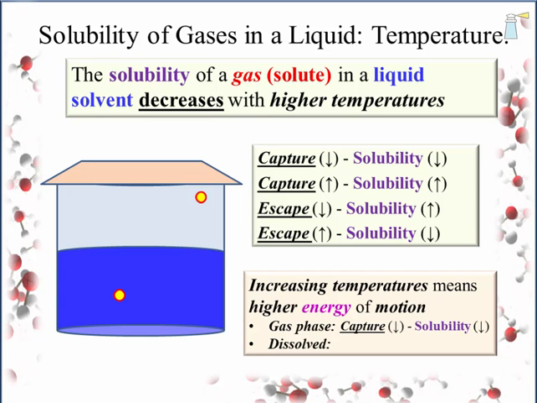But that is only half of it. There are still the gas particles dissolved in the solvent. They too have higher energy of motion, not as much as in the gas phase, and therefore a larger portion of these gas particles will have sufficient energy to break free of the intermolecular interactions of the solution. Escape goes up. There seems to be agreement with both capture and escape. The solubility of the gas goes down with increasing temperature.